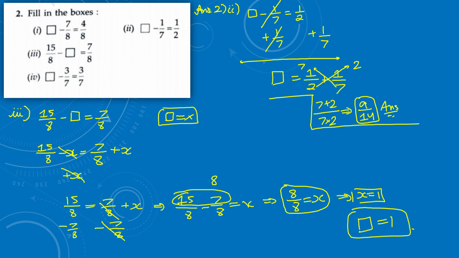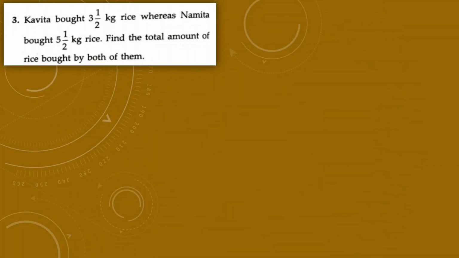Now let's proceed to the third question of this video. The third question is as follows. Answer number 3. Kavita bought 3.5 kg of rice, whereas Namita bought 5.5 kg of rice. What is the total amount of rice bought by both of them? So in this case, the total amount would be 5.5 plus 3.5.